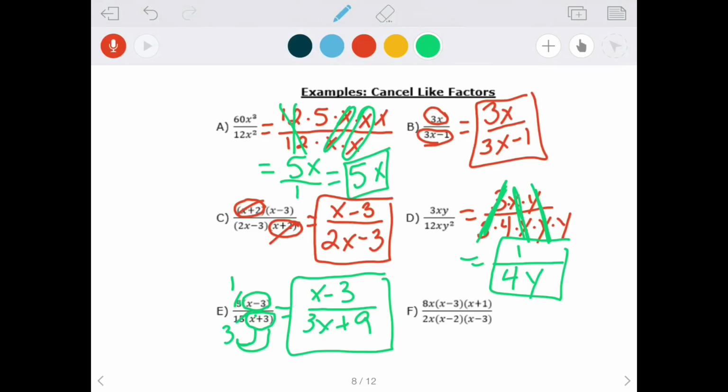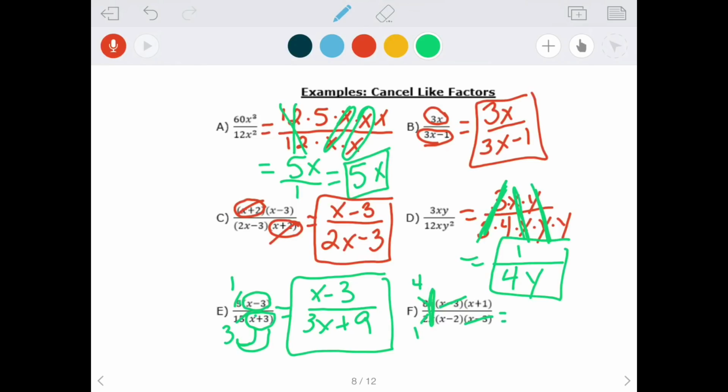Next, we have 8x times x minus 3 times x minus 1, then it's all over 2x times x minus 2 times x minus 3. So as you can see, we can cancel these factors since they're being multiplied. I can cancel out my x's. I can also cancel out the factor of x minus 3. And I can also cancel out my 8 and my 2 to reduce to 4 over 1.